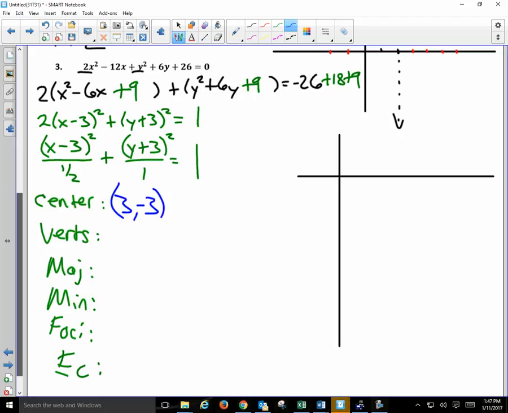Excuse me, negative 3. Smoker's cough. All right.